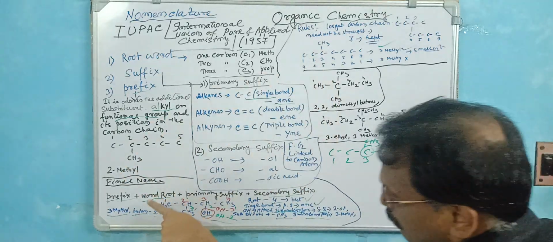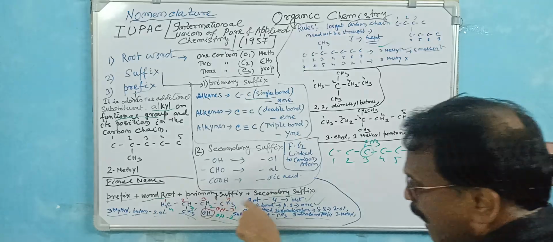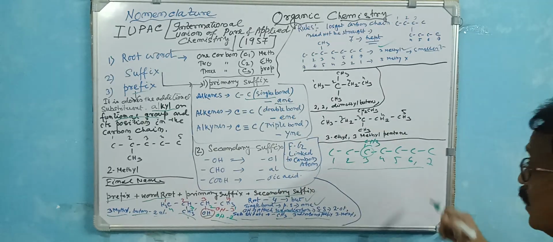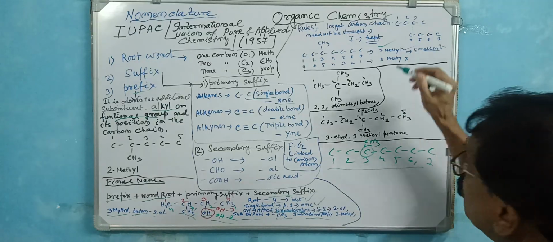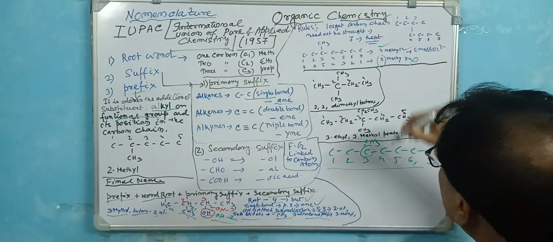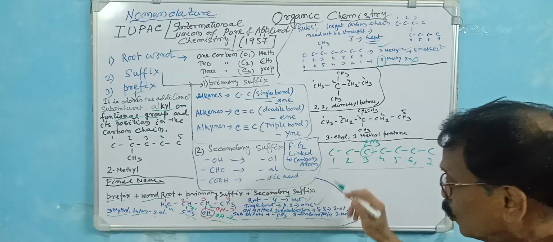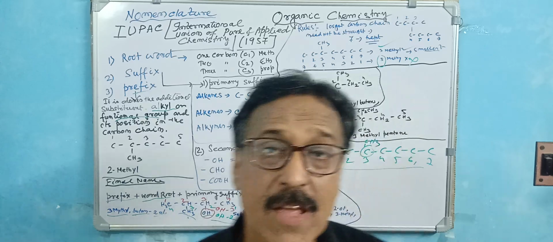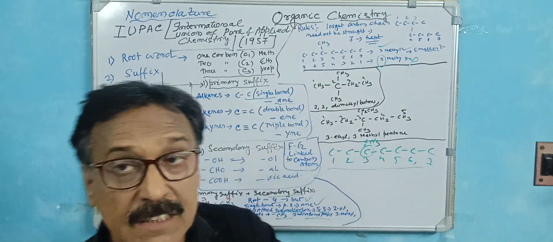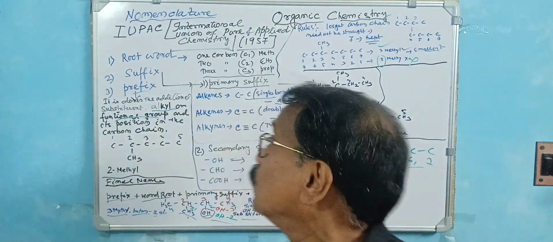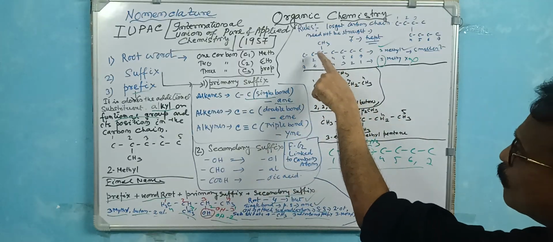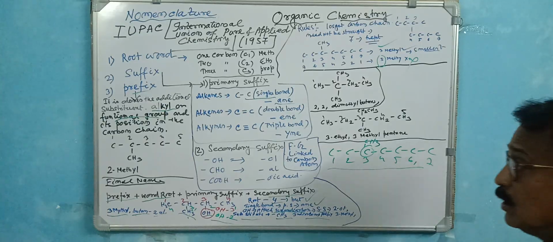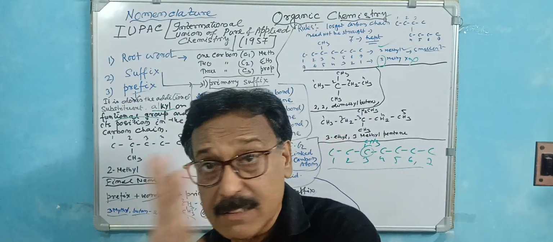The rule is maintained. Prefix 3-methyl, word root is hept, primary suffix ane, there is no secondary suffix. So this is 3-methyl heptane, not 5-methyl. This is wrong, because 5 is the upper. So you always take the lower. This is very important. First is the longest chain, and where the alkyl group is, this always takes the lower position. So this CH3 is the lower position, third number. From here you calculate, this is the fifth position. Very important, this is the basic thing.